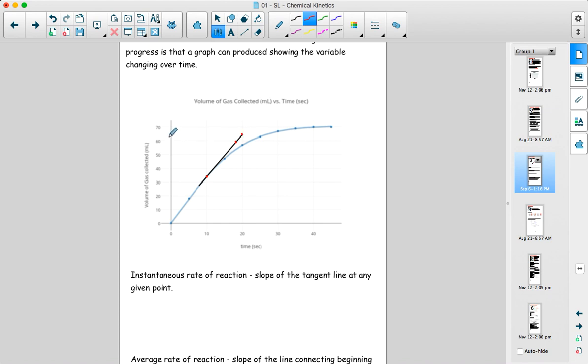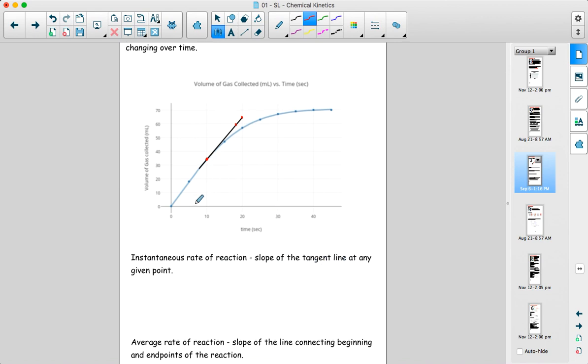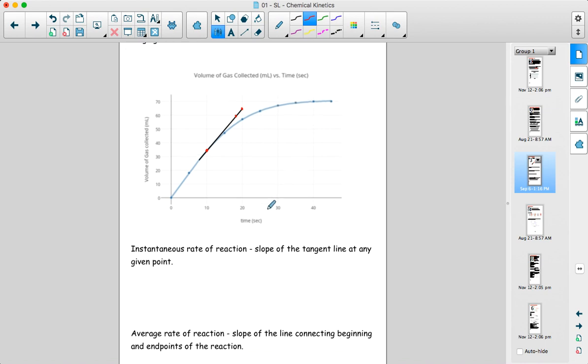So we could see that over those 10 seconds, we changed from 35 to 65, which is a change of 30 mLs. So 30 mLs per 10 seconds, that's going to be 3 mLs per second. So 3 milliliters of gas are being produced every second. And that's the rate of reaction at this time at 10 seconds. So to know the rate of reaction at any instant, we get the slope of the tangent line at that given point.